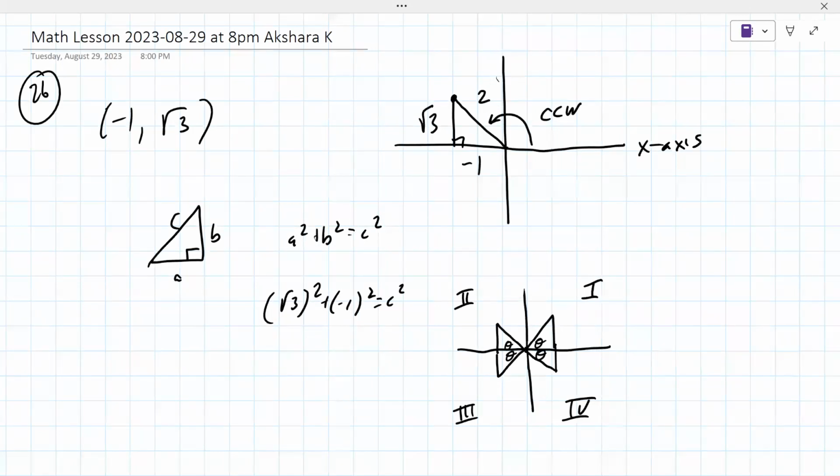Now the angle is always the angle that's made with the x-axis. When you're finding, for example, the sine of theta or the cosine of theta or the tangent of theta, you have to know that that angle is the one that's made with the x-axis, even though there is this other standard angle here. It's actually the one that's made with the x-axis that you're looking for.